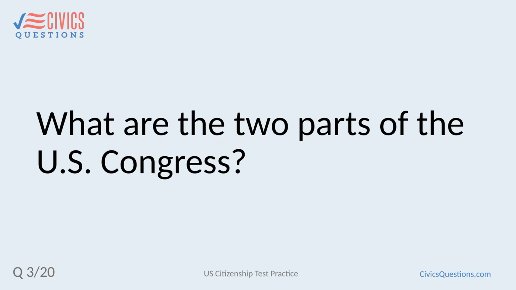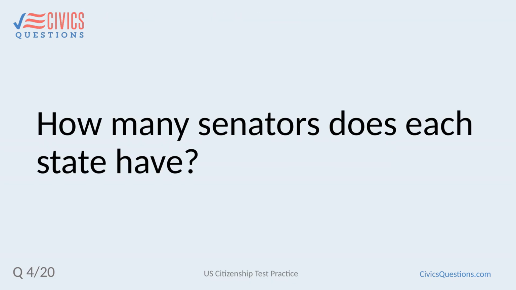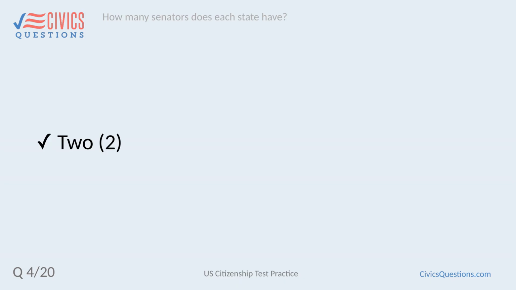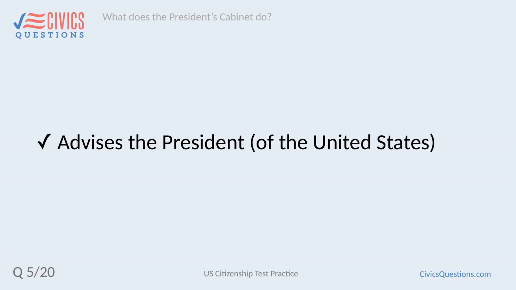What are the two parts of the U.S. Congress? Senate and House of Representatives. How many senators does each state have? 2. What does the President's cabinet do? Advises the President of the United States.